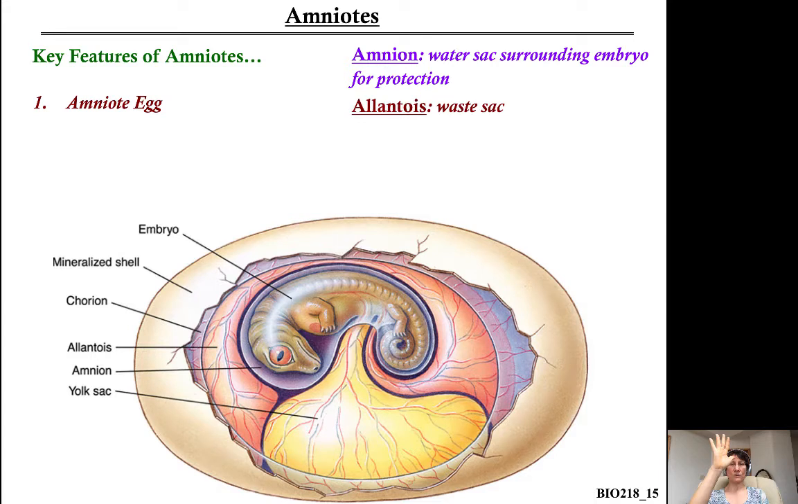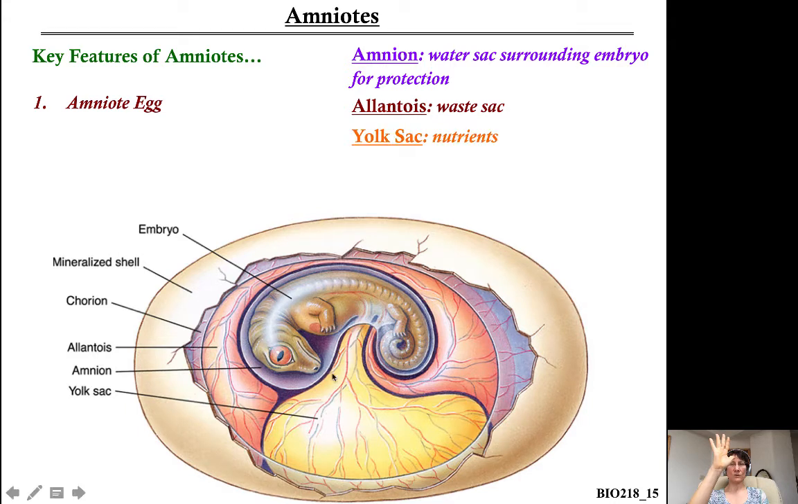The second is the allantois. In this image, it's this little red sac here, and you can trace it if you look to where it's going, right here in between the eggs. It's attaching to the cloaca. So this is the waste sac. This is where all of the metabolic waste and solid waste are being dumped prior to hatching.